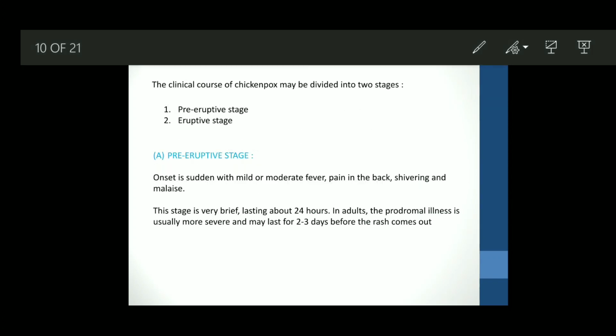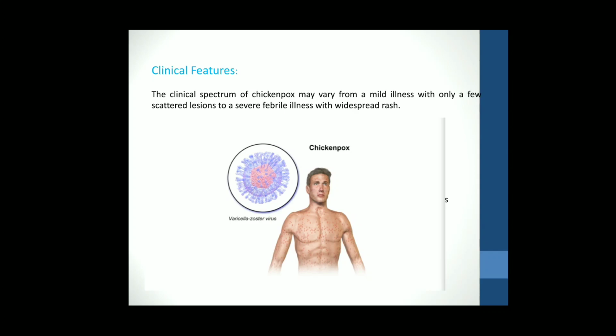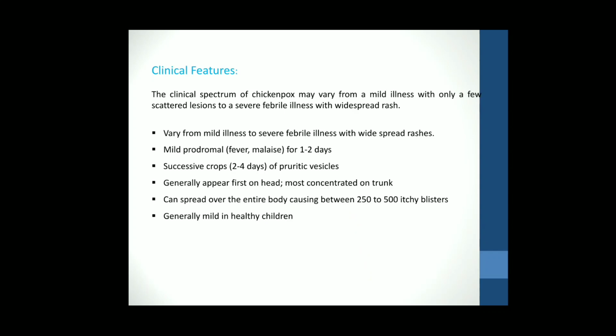Generally they appear first on the head and are most concentrated on the trunk. Initially the rash appears on the head, the forehead, and gradually it is more concentrated on the trunk. It can spread over the entire body, causing 250 to 500 itchy blisters. So whenever a patient is infected with varicella zoster, you can observe 250 to 500 itchy blisters on the body. It is generally mild in healthy children; if a healthy child is infected, the rash distribution is very sparse.